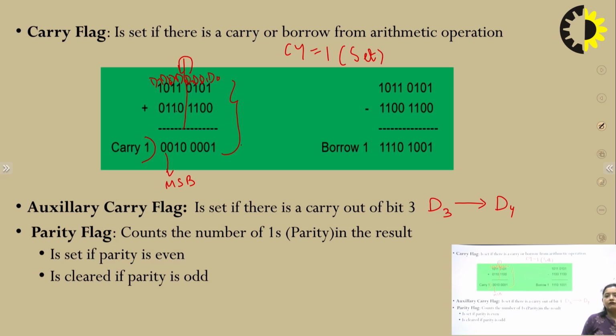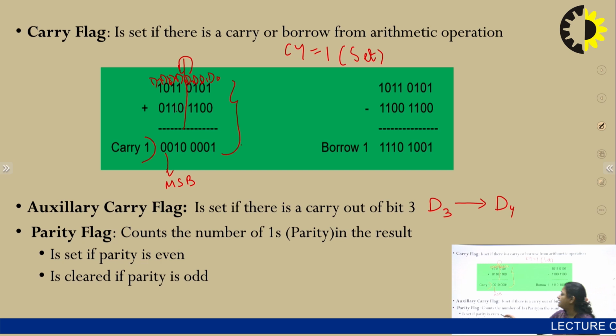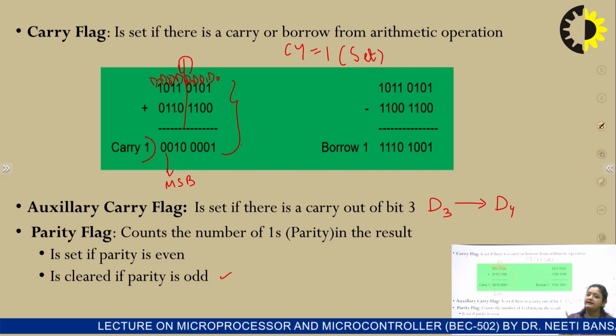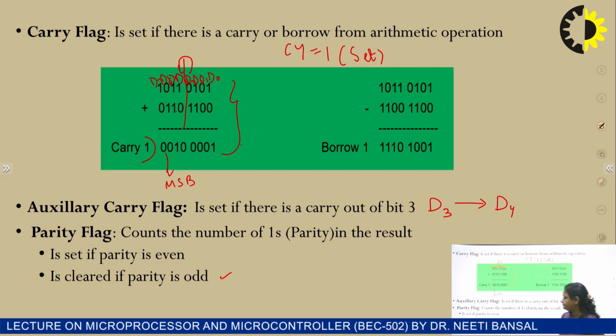Last one is the parity flag. Now, the setting or resetting of the parity flag depends upon whether my result has odd parity or even parity. Here, odd parity and even parity refer to the number of ones in my result. If the number of ones in my result is even, then I say parity is even, and in this case the parity flag is set. That is, it will contain value 1. Otherwise, if my result has an odd number of ones, then I will say that my parity is odd, and in that situation the parity flag will contain 0 value.